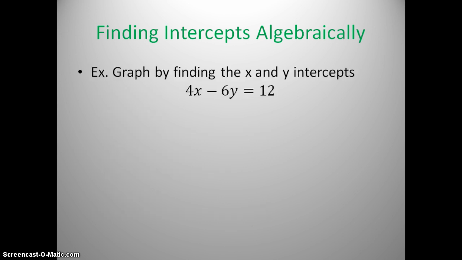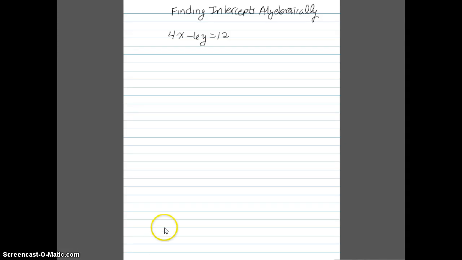Alright, let's take a look at an example here. We're going to graph this line by finding the x and y intercepts. We have 4x minus 6y equals 12. So finding the x-intercept first, just label my work here. I'm going to set the y value equal to 0, so negative 6 times 0 equals 12. That means that term with the 0 just goes to 0, so I get 4x equals 12, and dividing by 4, I get x equals 3. So my x-intercept is the ordered pair 3, 0.